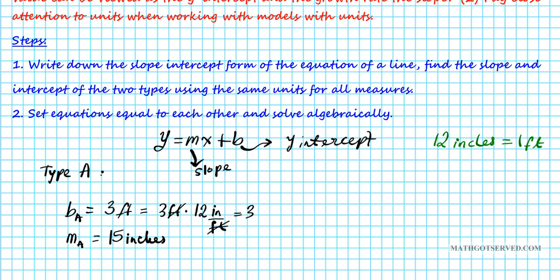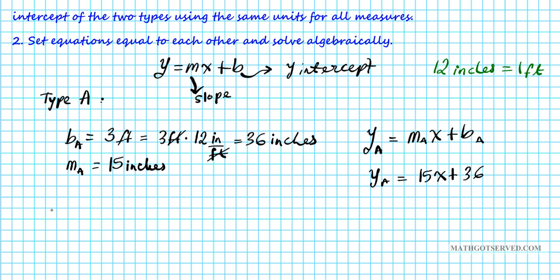So please make sure you have the same units before you start plugging stuff into an equation. All right, so for type A, we have y, the height of A, is equal to the slope of A, x, plus B, the y-intercept of A. So we have y is equal to the growth rate, which is 15x, plus the y-intercept in inches, which is 36. Okay? All right, now let's take a look at type B.